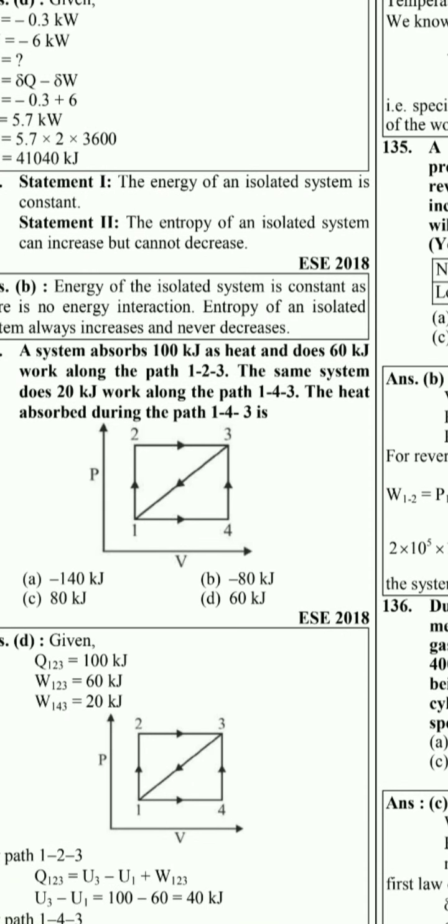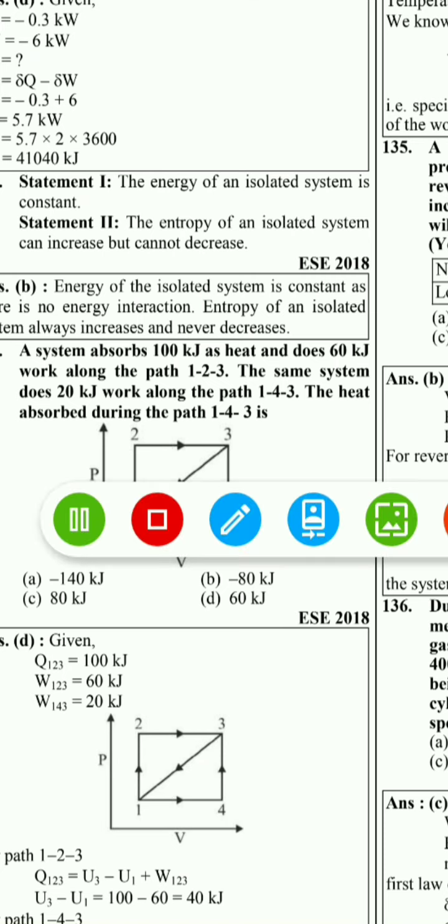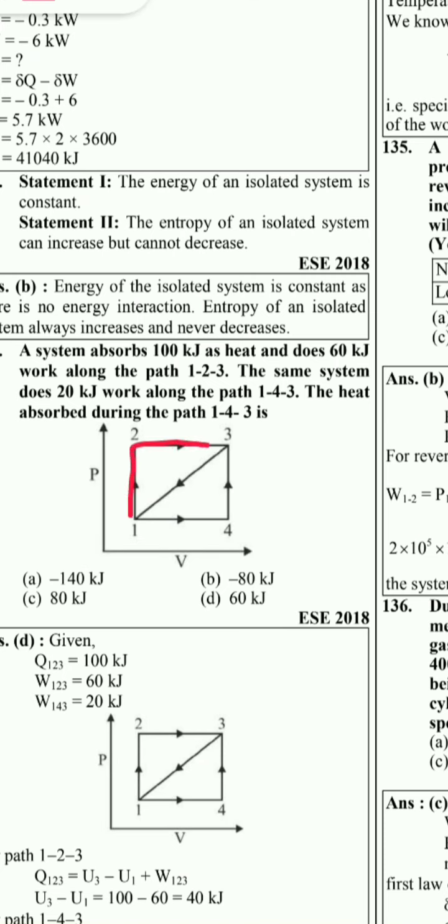The next question: a system absorbs 100 kJ of heat and does 60 kJ of work along path 1, 2, 3. So this is the path 1, 2, 3. Similarly, the same system does 20 kJ of work along path 1, 4, 3. The heat absorbed during the path 1, 4, 3 is what we have to find out.